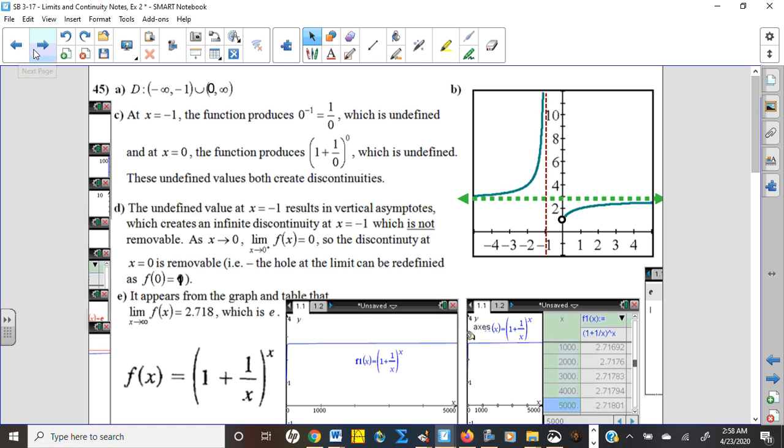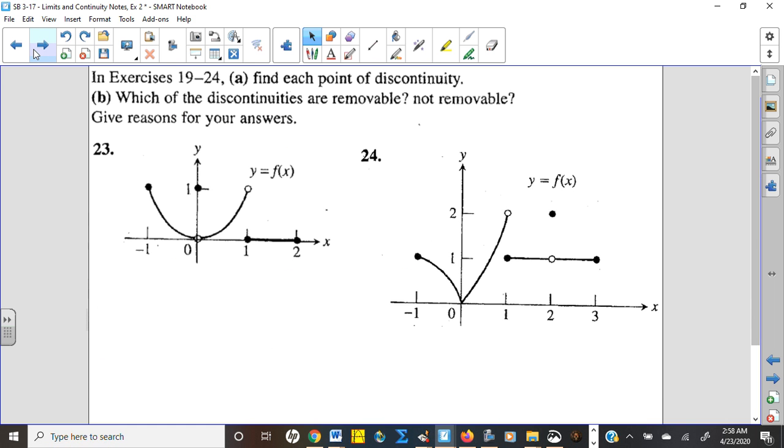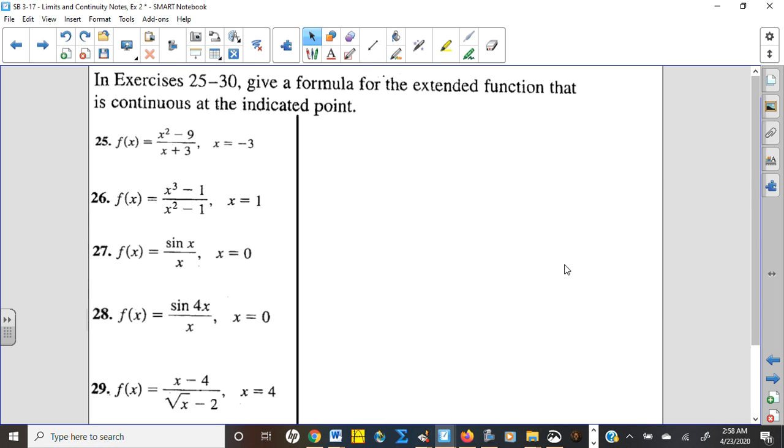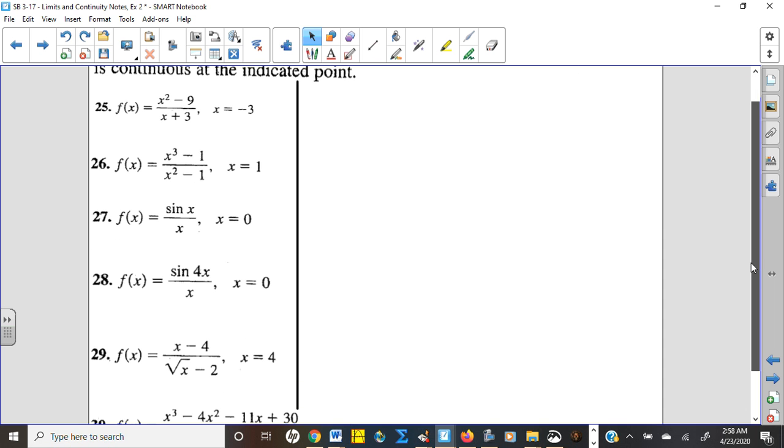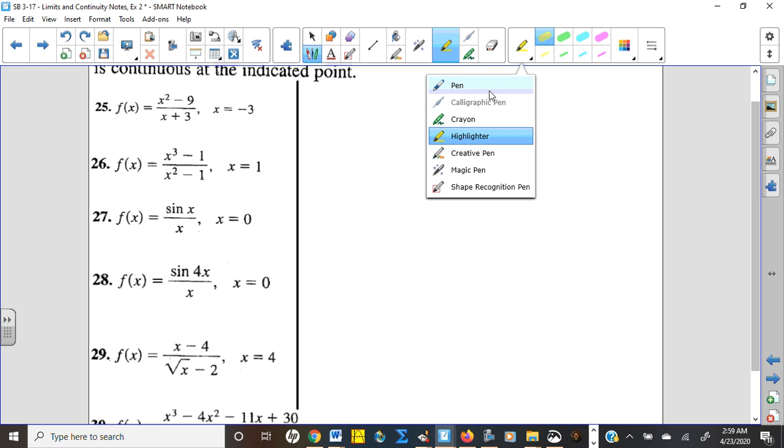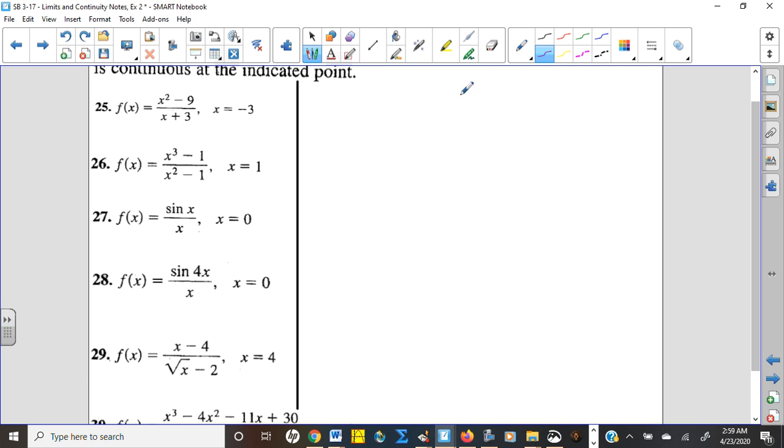That was that problem. All right, so let's get down to the important problems. I think these are really important. Okay, and so I'm just going to do a handful of these to kind of show you the way that you want to write them. This problem, 25. The first thing we're going to do is we're going to factor it.